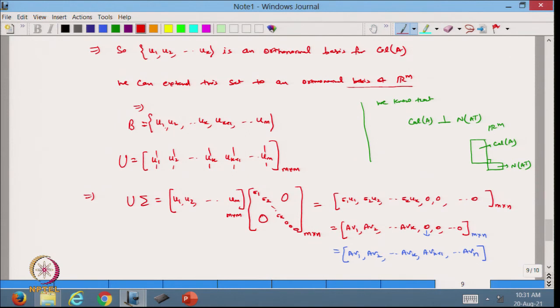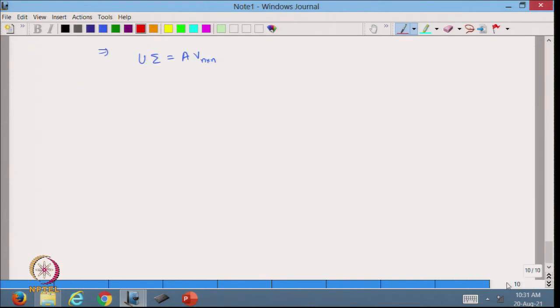We are writing that because from here I get the matrix of order m cross n, and this value is put as u1, u2. This is also of order m cross n, and then I will get this value. After doing this I will get this matrix A, and V is an n cross n matrix. So I can write my matrix A as U sigma V transpose, and that is my SVD.